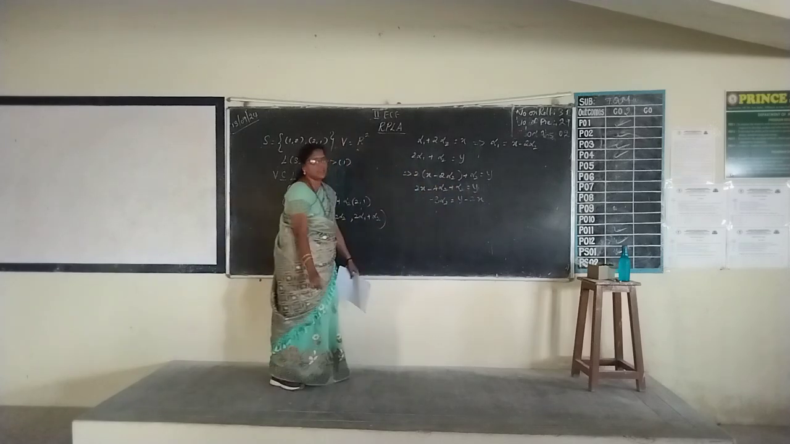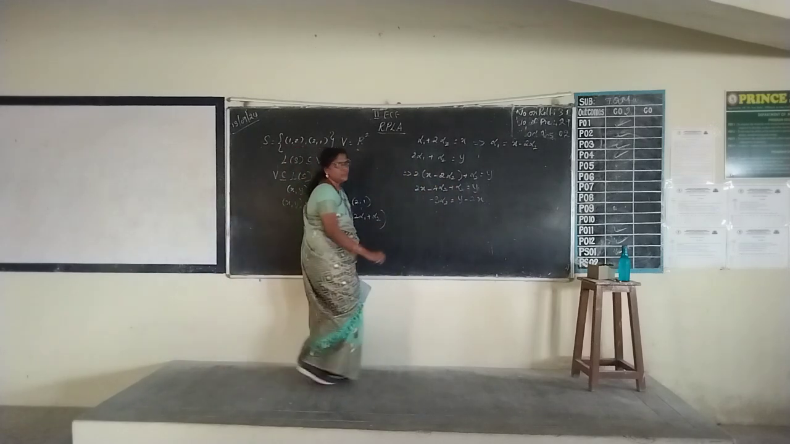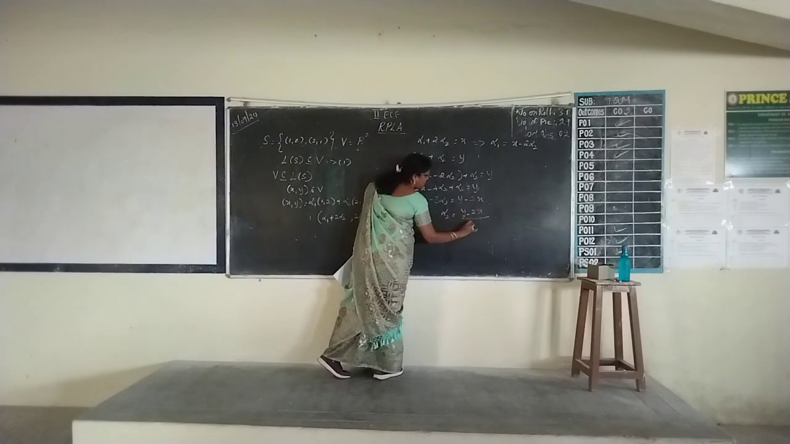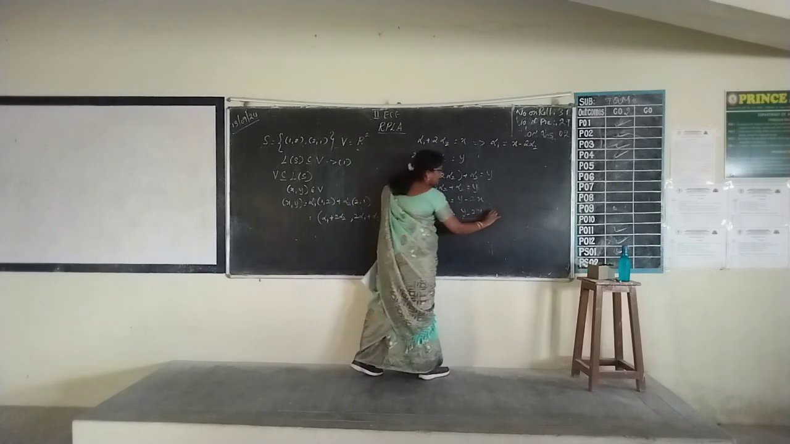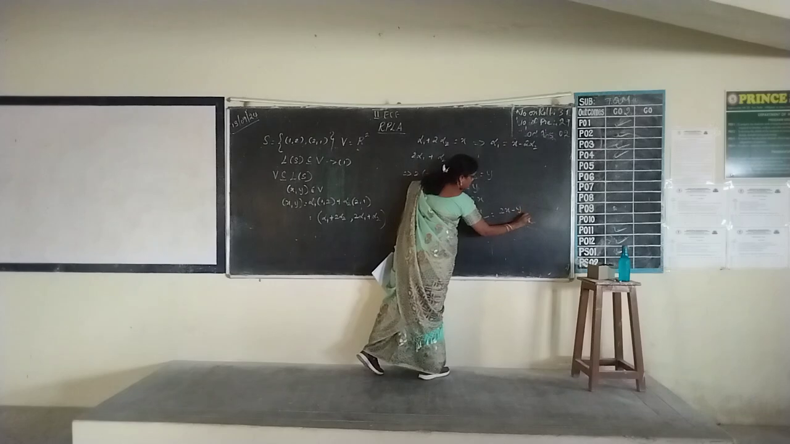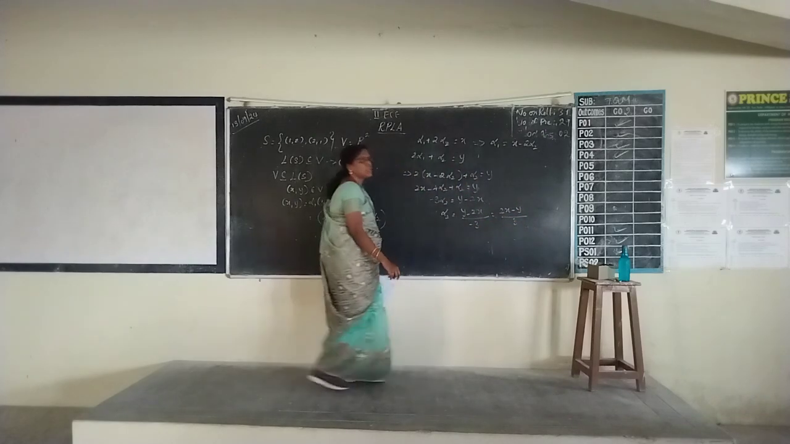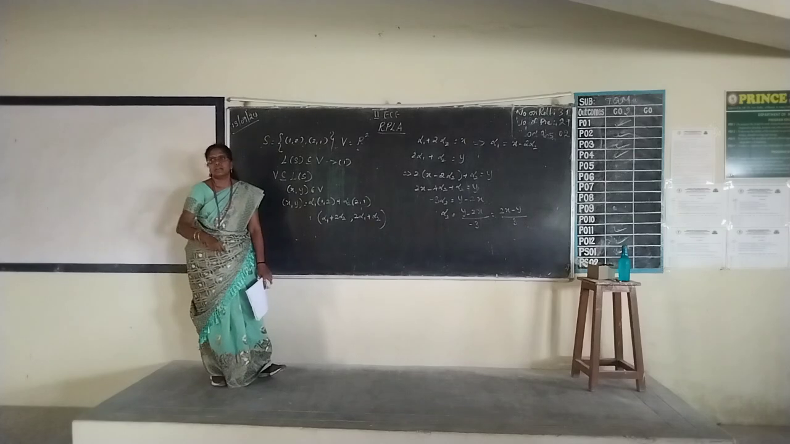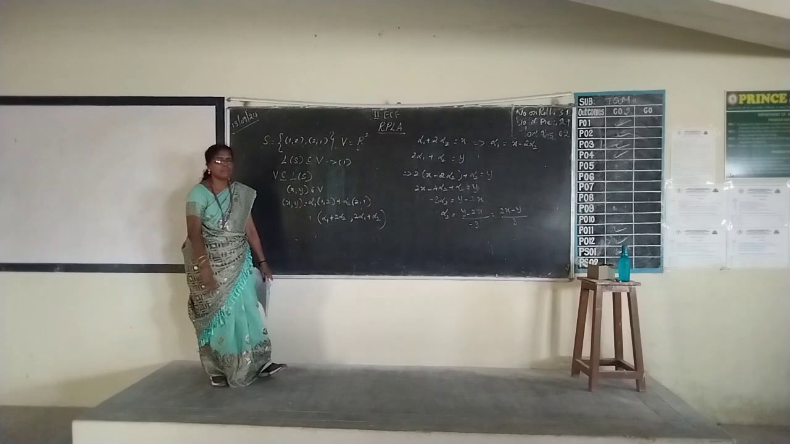Bringing 2x to the other side. So what is alpha 2? y minus 2x by minus 3. Or I can rewrite this as 2x minus y by 3, multiplying throughout by negative sign. Okay, got your alpha 2, no?